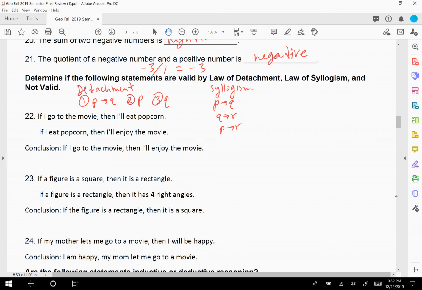Okay, if I go to the movie, so that's P, then I'll eat popcorn. That's Q. If I eat popcorn, so that's Q, then I'll enjoy the movie. So that's R. So that's a new one. So now they're going to conclude, if I go to the movie, that matches P, then I'll enjoy the movie, that matches R. So this follows the pattern for syllogism.